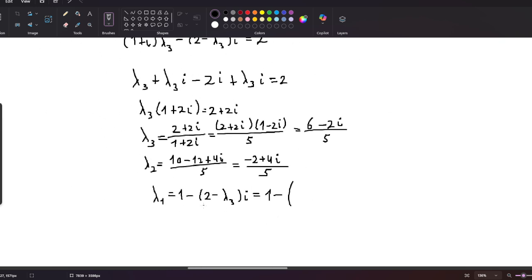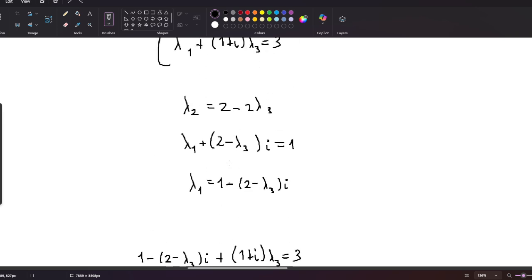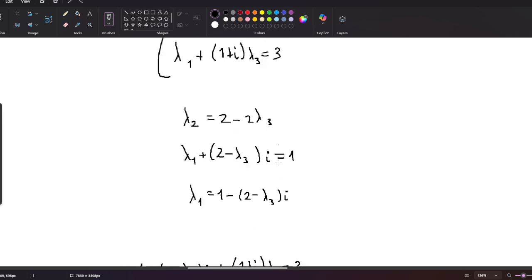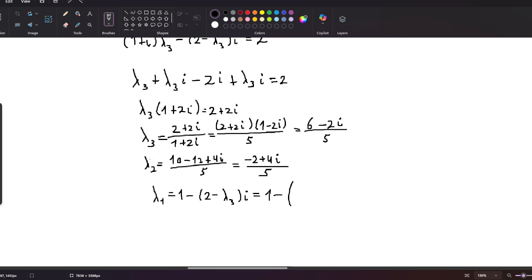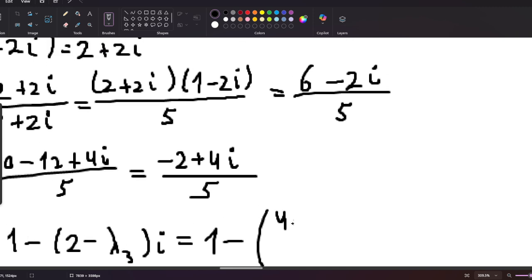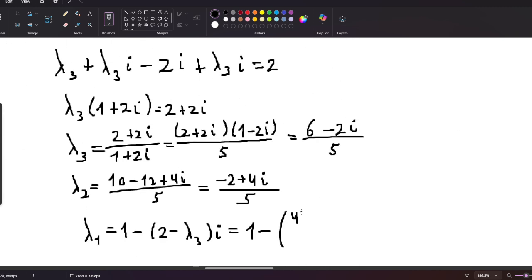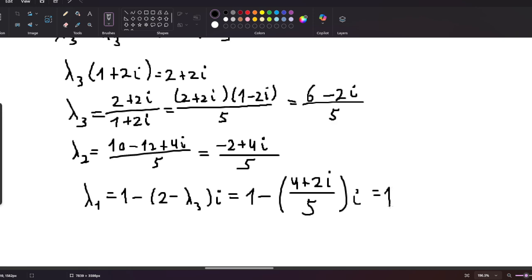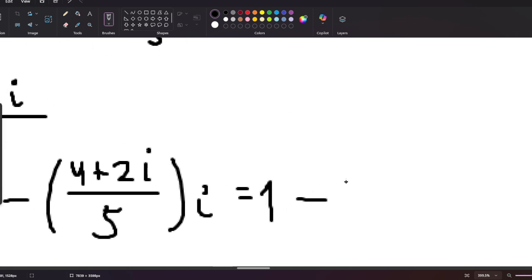Interesting thing here is actually 2 minus lambda 3. Lambda 2 is 2 minus 2 lambda 3, so we can just add lambda 3 to lambda 2. That's going to be 4 plus 2i over 5 times i. So we have 1 minus minus 2 plus 4i over 5.